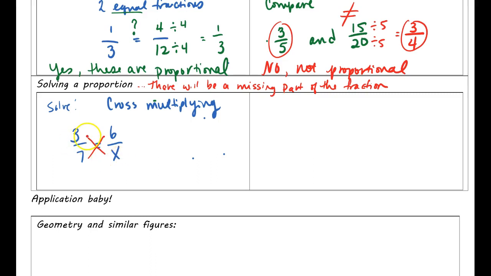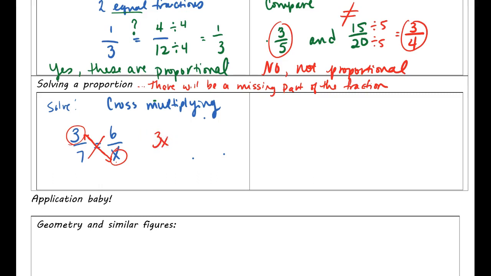So in other words, like I drew this diagonal and it's connecting the 3 with the X. So I need to multiply the 3 times the X. That would be my first step, okay? So what is 3 times X? Well, from the last video we learned it's just 3 times X. You just write them side by side, okay?